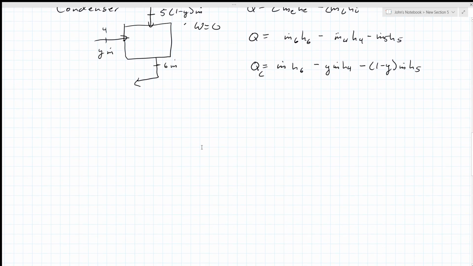Alright, what is left? We have the pump. One pump. Basic work equation: work is equal to m dot times inlet minus outlet. Boiler, one inlet, one outlet. Q hot is equal to m dot times h1 minus h8, exit minus inlet.